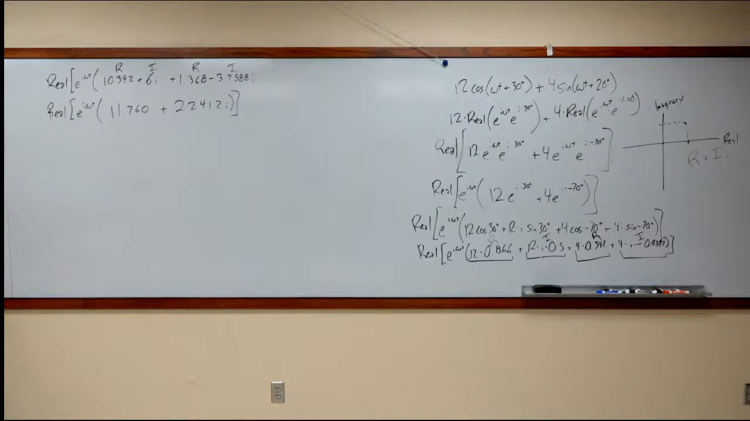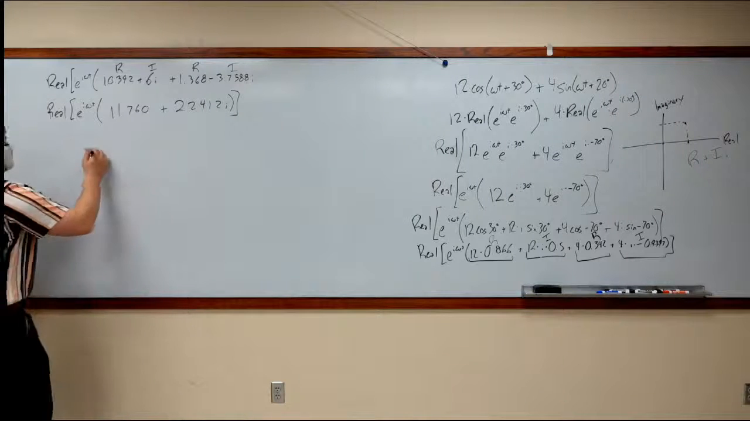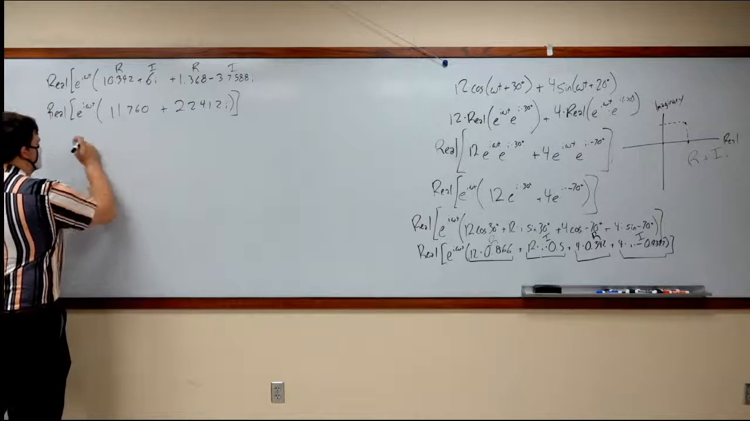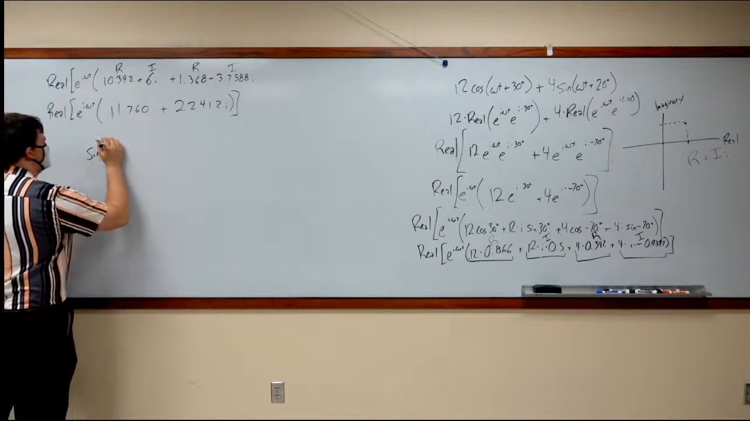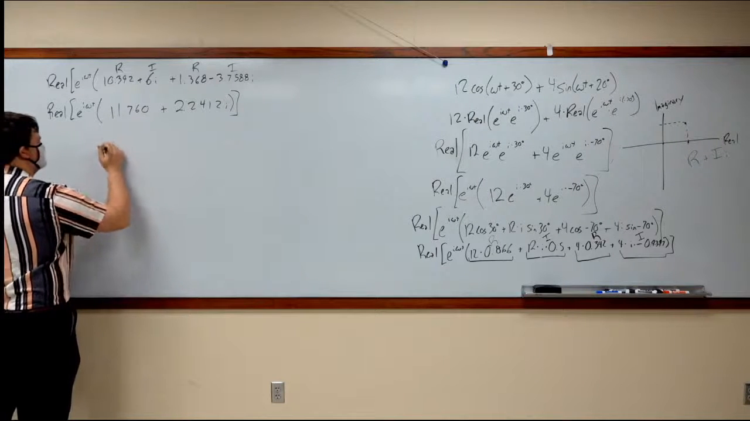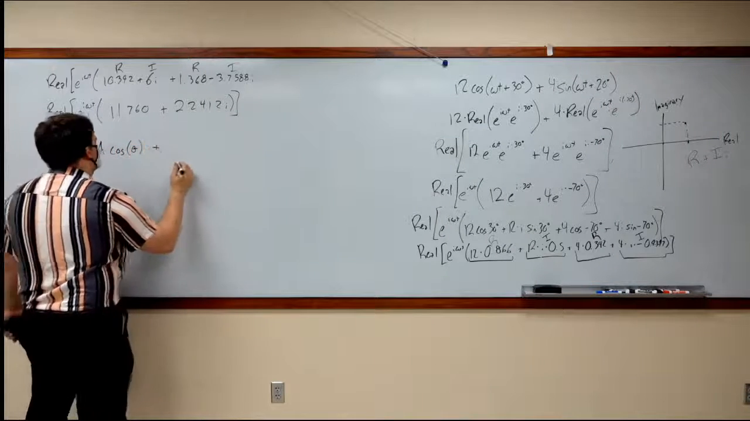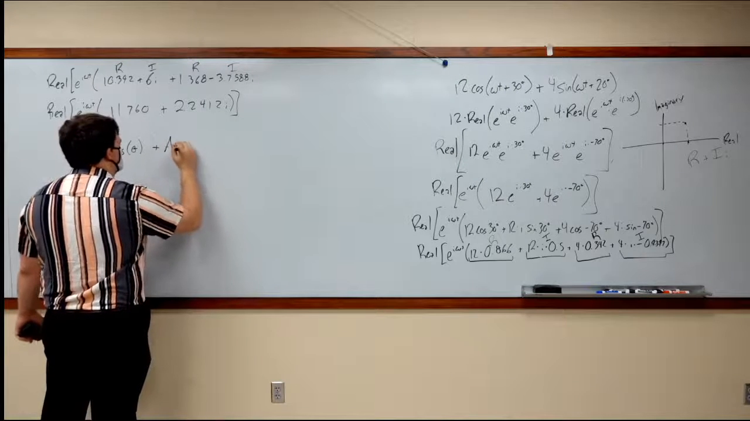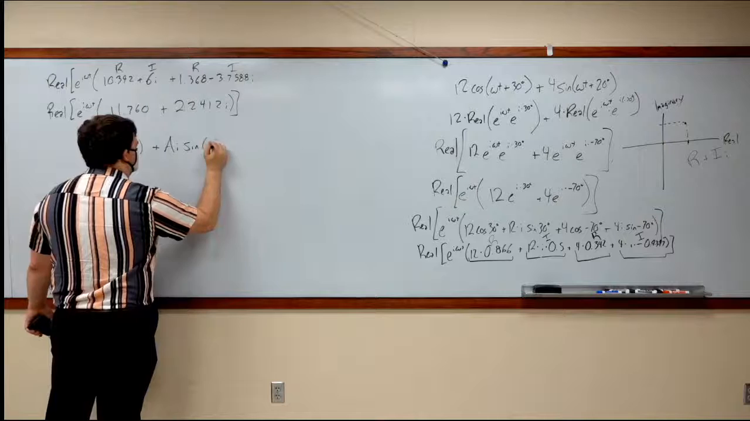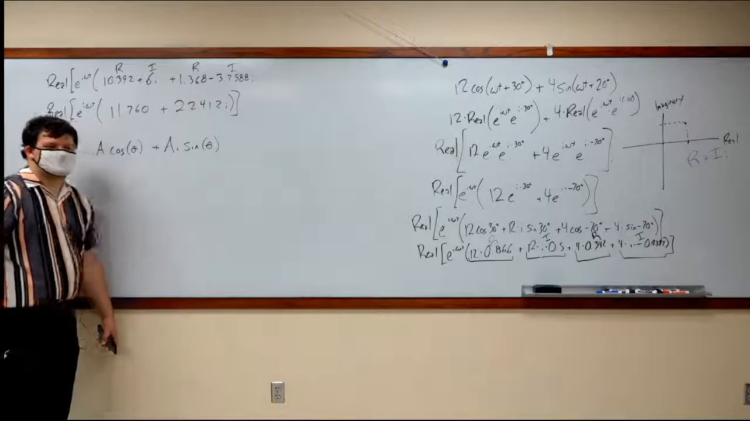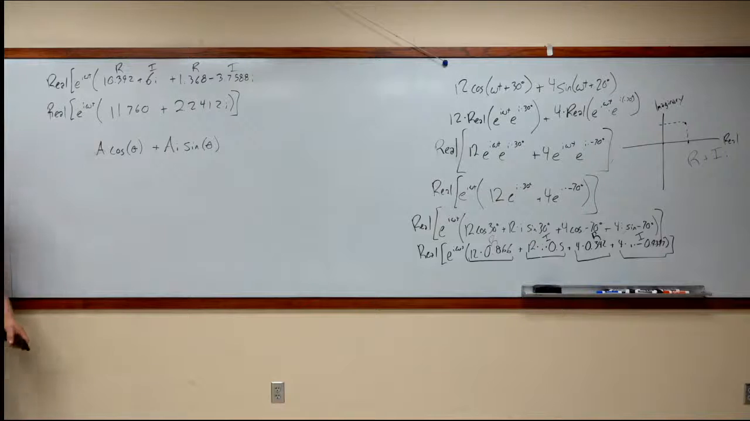Well, guess what? We can take that and break it into a couple of different values. We could take this and plug it back in and try to figure out this is equal to some number a times cosine of theta plus that same number a times I sine of theta. These are equal.